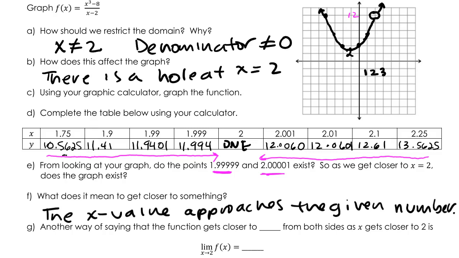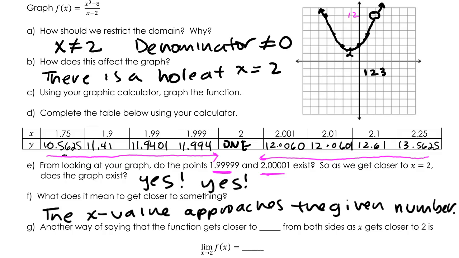Okay, and I talked you through E, but we didn't actually answer it by writing it. It says from looking at your graph, do those points 1.999 and 2.001 exist? Sure they do. Remember, like we said, the only value that didn't exist was x equals 2. And then it says, as we get closer to 2, does the graph exist? Sure does. Just not when x is 2.